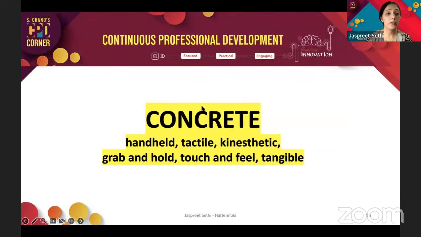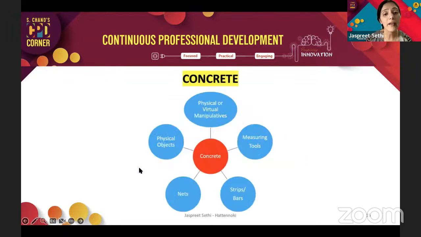Concrete would mean handheld, tactile, kinesthetic. There's something that our children are able to grab and hold, touch and feel, and they're usually tangible, so that whatever they do with their hands leads to experiential learning, which transfers to long-term memory. So some of the concrete materials, one which is so overlooked, are our hands. So we're going to talk about our hands, which come under the category of physical or virtual manipulatives.